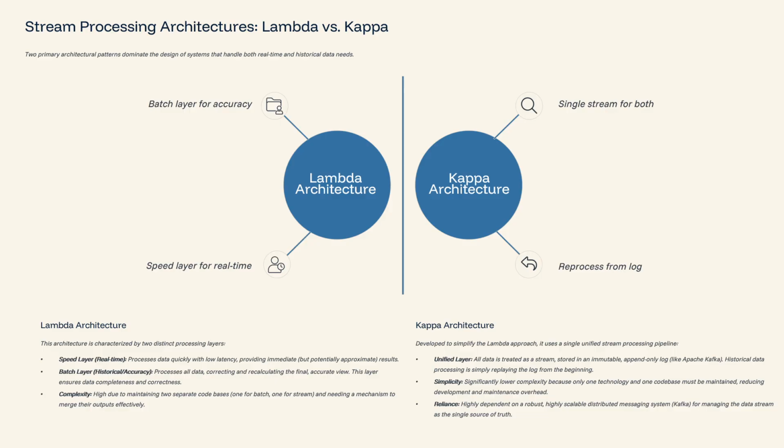The historical data processing is simply replaying the log from the beginning, and there is significantly lower complexity because only one technology and one code base must be maintained, reducing development and maintenance overhead. It is highly dependent on a robust, highly scalable distributed messaging system, Kafka, for managing the data stream as the single source of truth.